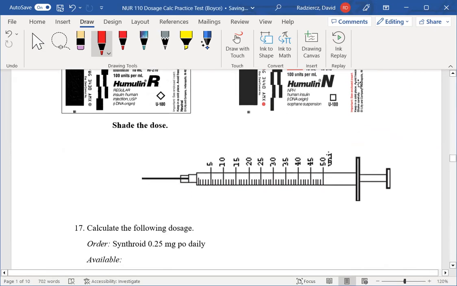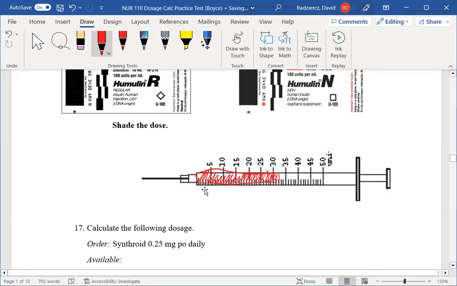Scroll down, mark the syringe if it asks you to do so. So 32. You can tell I have a surgeon's hand here. All right, so 32 units.